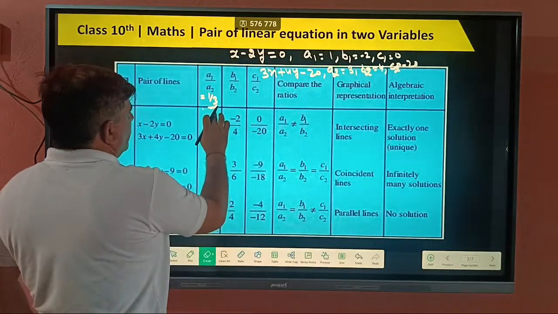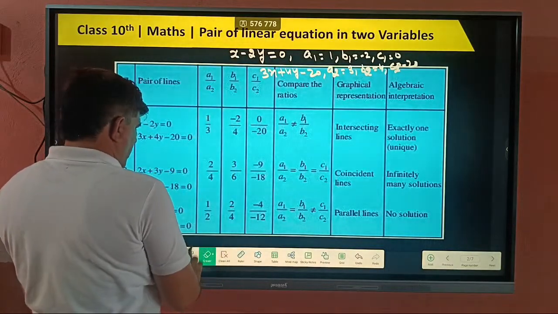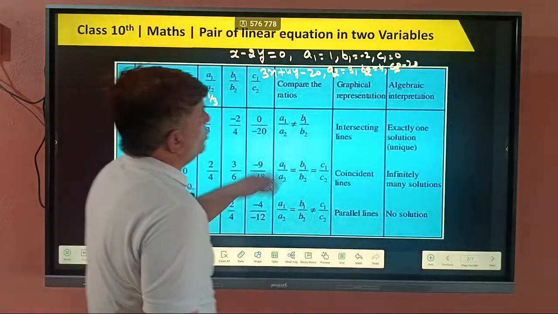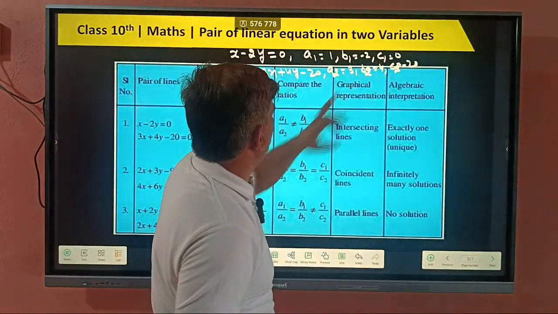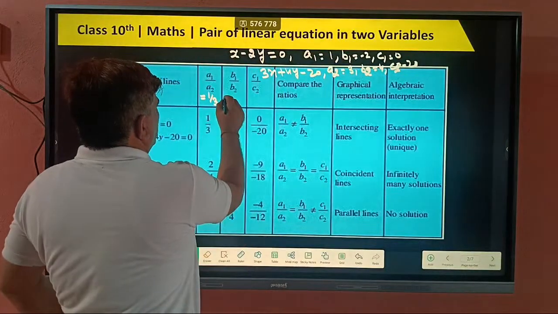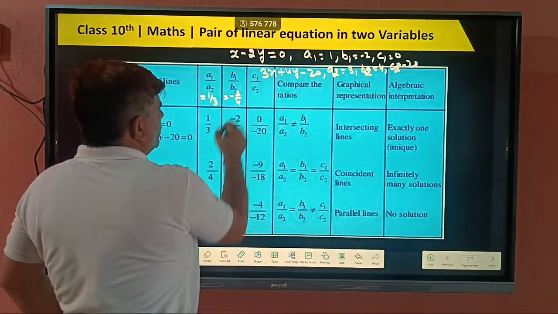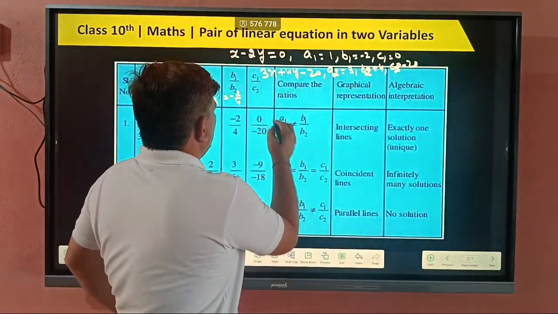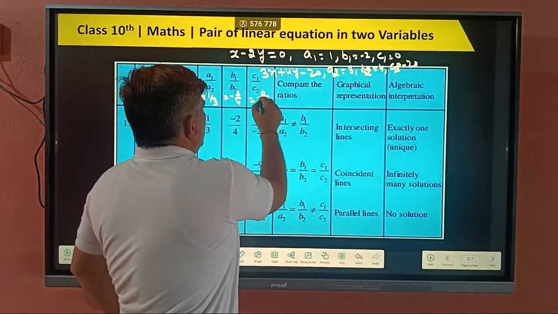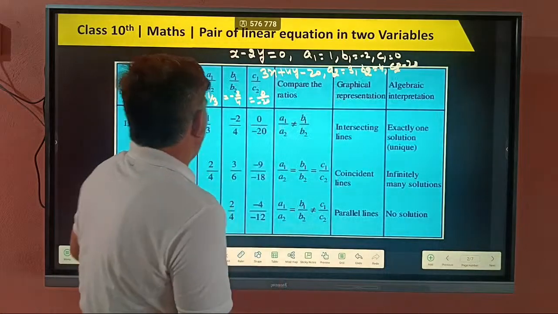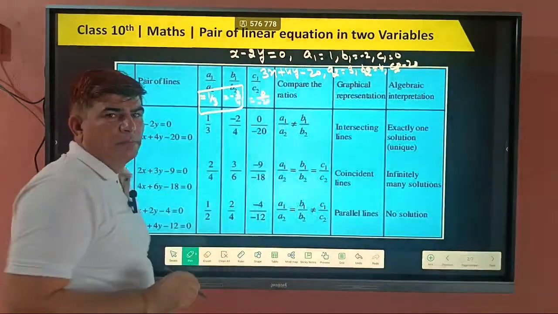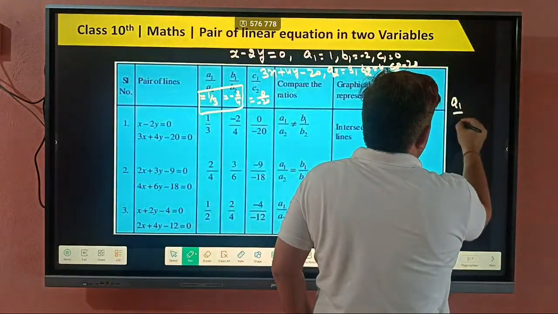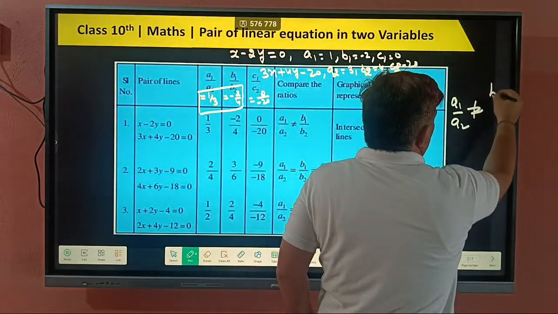What is this equal to? 1 by 3. B1 by B2: B1 is minus 2, B2 is 4, so minus 2 by 4. And C1 by C2: C1 is 0, C2 is minus 20. So what can you say? 0 by minus 20 is equal to 0. If you check, these are not equal. A1 by A2 is not equal to B1 by B2.